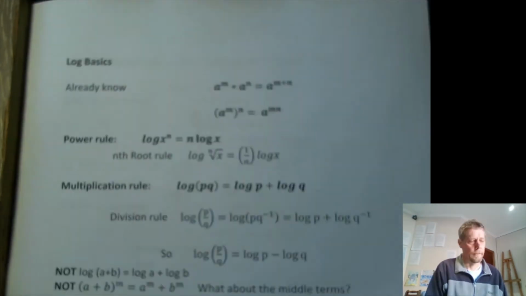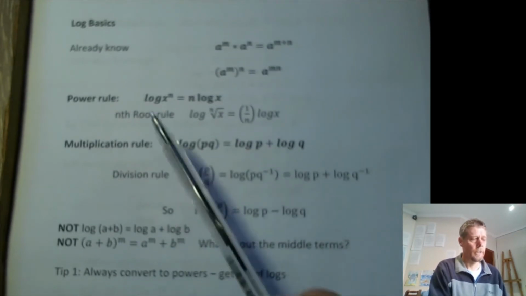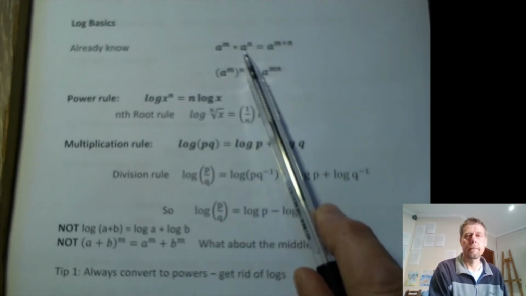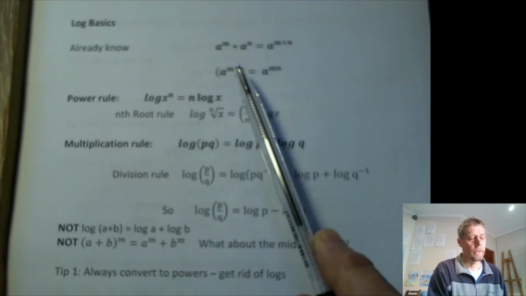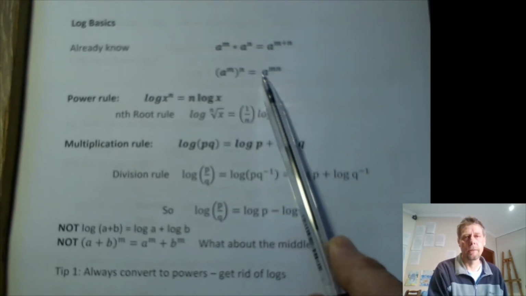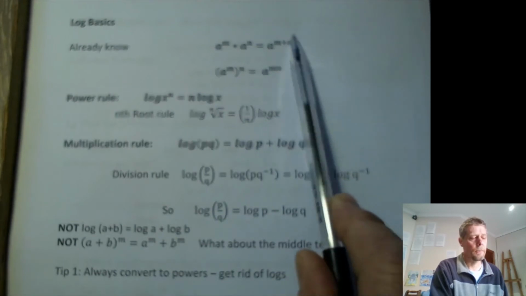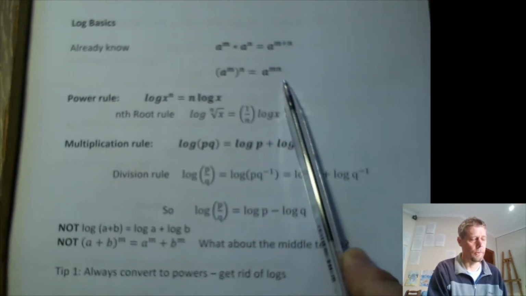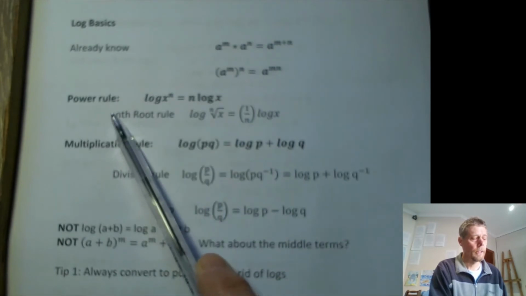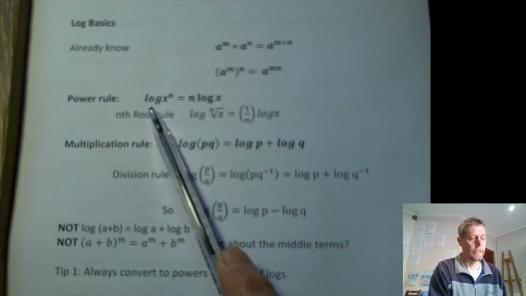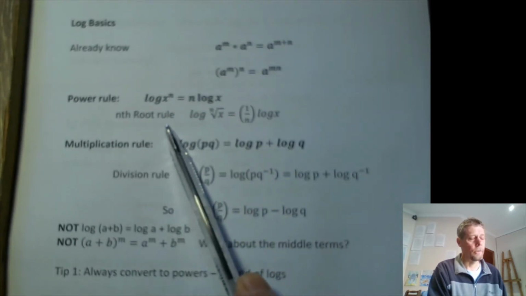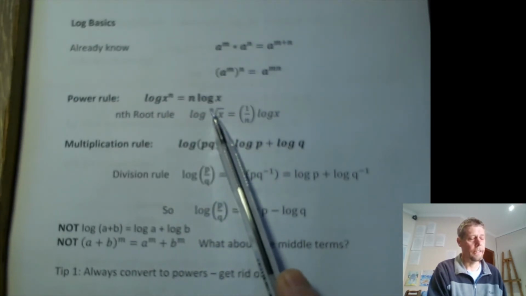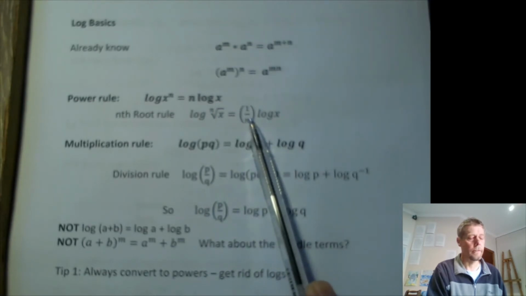That's not too complicated. Let's have a look at some of the log basics. We already know that a to the m times a to the n is equal to a to the m plus n. And also, a to the m to the n is equal to a to the mn. So these are important rules that one needs to apply when you're working with logarithms. Now the first log rule is the power rule, and it says that log x to the n is equal to n log x. We've actually just touched on that looking at that graph.